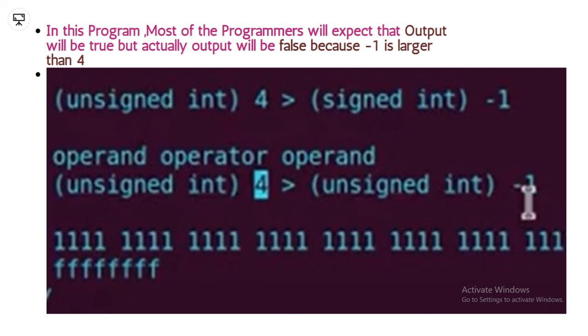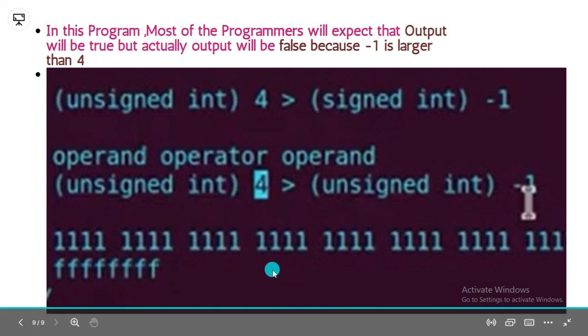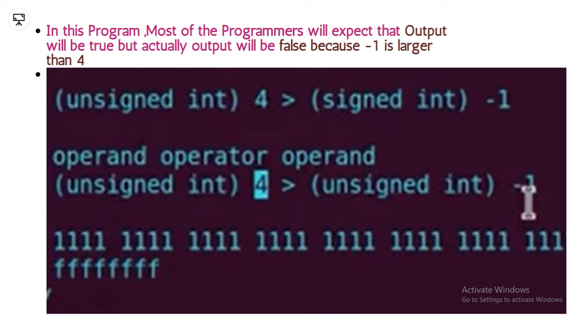If you observe this slide clearly, you may easily understand the execution of the program. Most people expect the output to be true, but the output will be false. Why? Because -1 is larger than 4, because -1 is a signed number, 4 is an unsigned number. The signed number is converted into 2's complement form, like FFFF. If you observe this slide, you may easily understand the values of -1 and 4. -1 is larger than 4, so the output would be false.